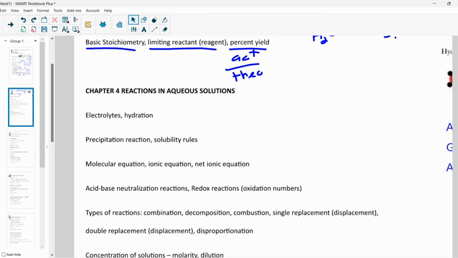Chapter 4, reactions in aqueous solutions. Electrolytes. What are electrolytes? They conduct electricity when dissolved in a solution. How strong of an electrolyte something is depends on the number of ions floating around. So a high concentration of ions means a strong electrolyte.